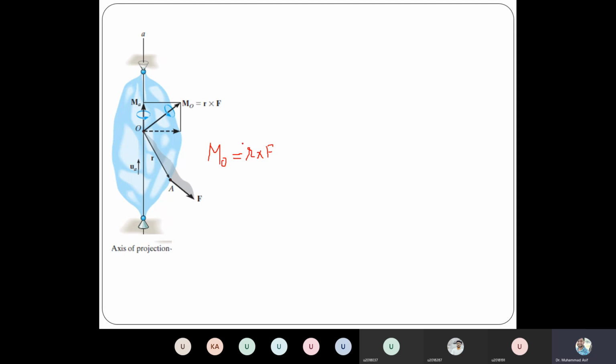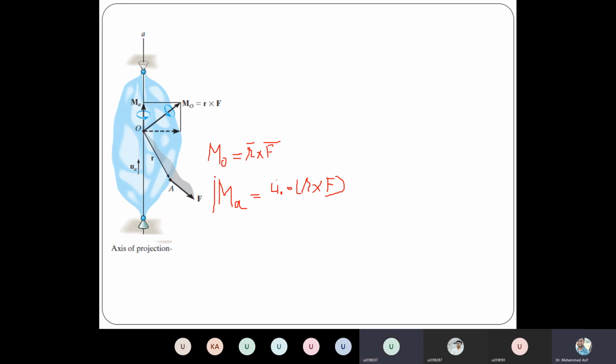But if we are interested to figure out the moment about any axis, let's say this is an axis A, then what will be the value of the moment about the axis A? R cross F dot uA. No, that's wrong. uA dot R cross F, because moment is a vector. So there is a difference between R cross F dot u and u dot R cross F.